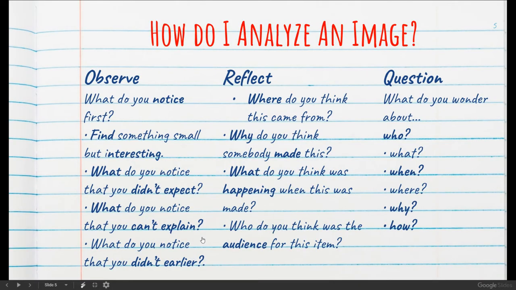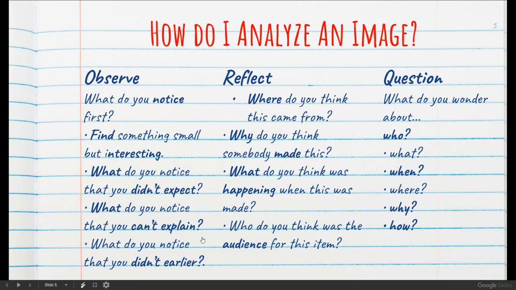So when you observe an image, you are basically asking yourself certain questions. What do you notice first when you look at the image? Find something small but interesting in the image and write that down. What do you notice that you didn't expect? What do you notice that you can't explain? What do you notice that you didn't notice earlier? And so again, when you observe an image, you're simply writing down what you see.